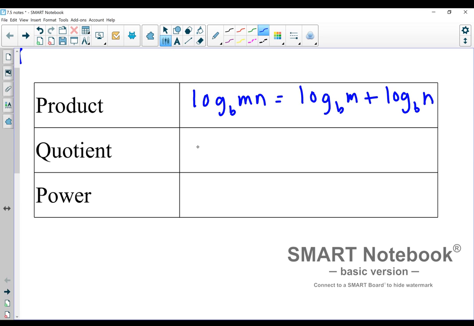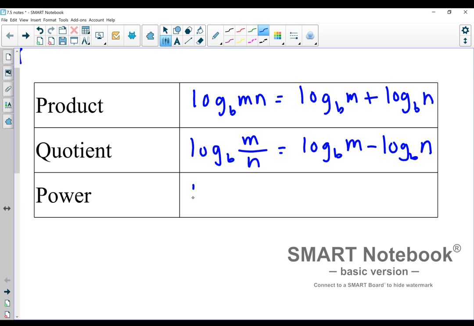If I have a log, we'll use base b again, of two things that are being divided, because this is the quotient rule, so we'll say m divided by n, then we can break up these logs with subtraction. So log base b of m minus log base b of n. Notice when I do this, I have the log function written out twice with the plus sign in between them, or the minus sign in between.